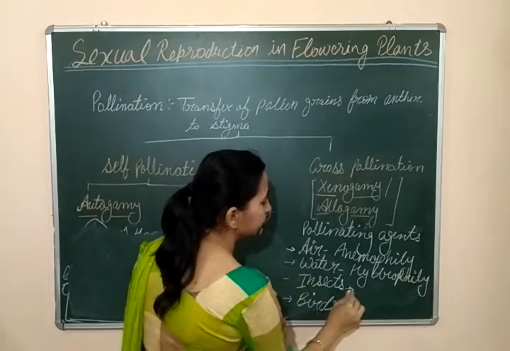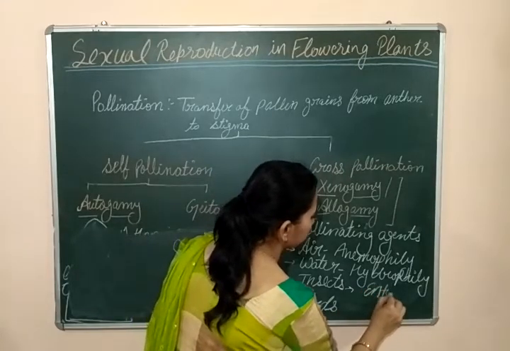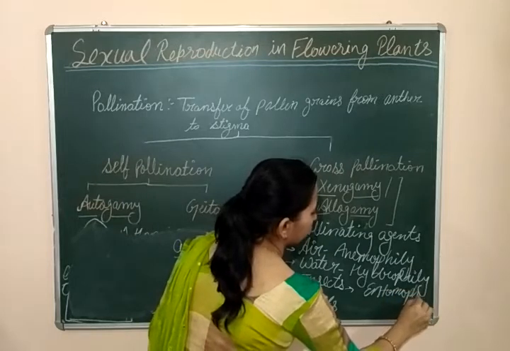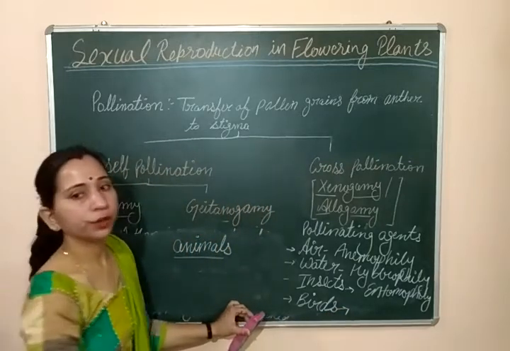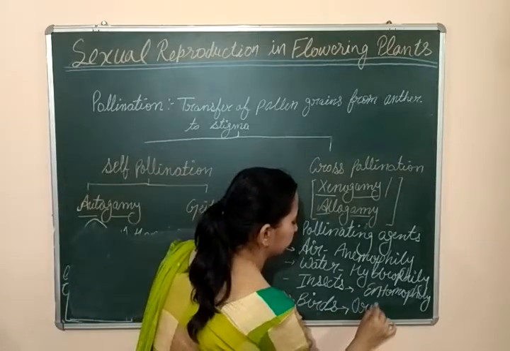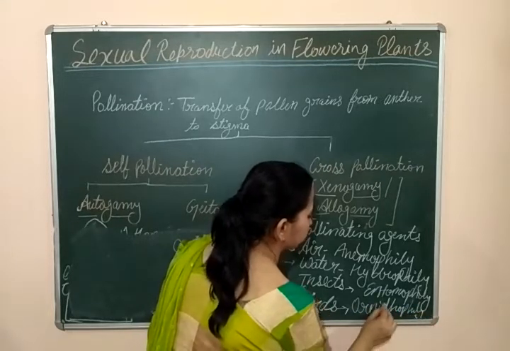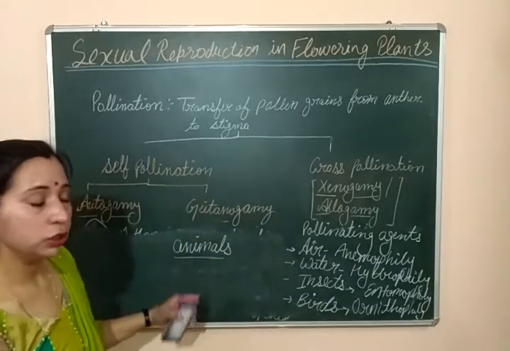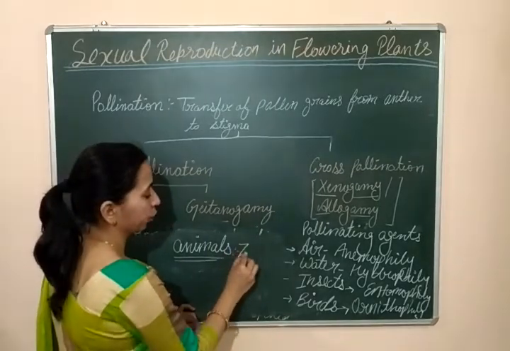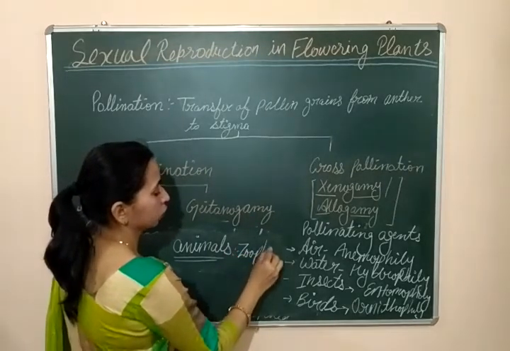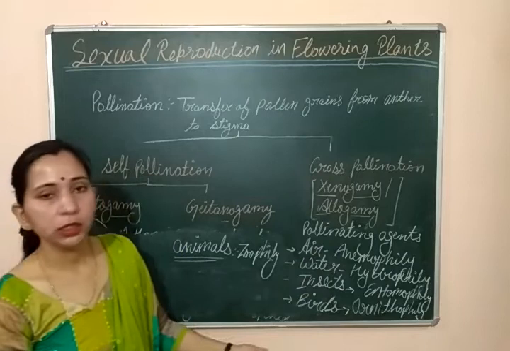In the case of insects, the word used is entomophily. When birds are used, it is known as ornithophily. And when the pollination is done with the help of animals, it is known as zoophily. These are the terms according to the pollinating agents required.